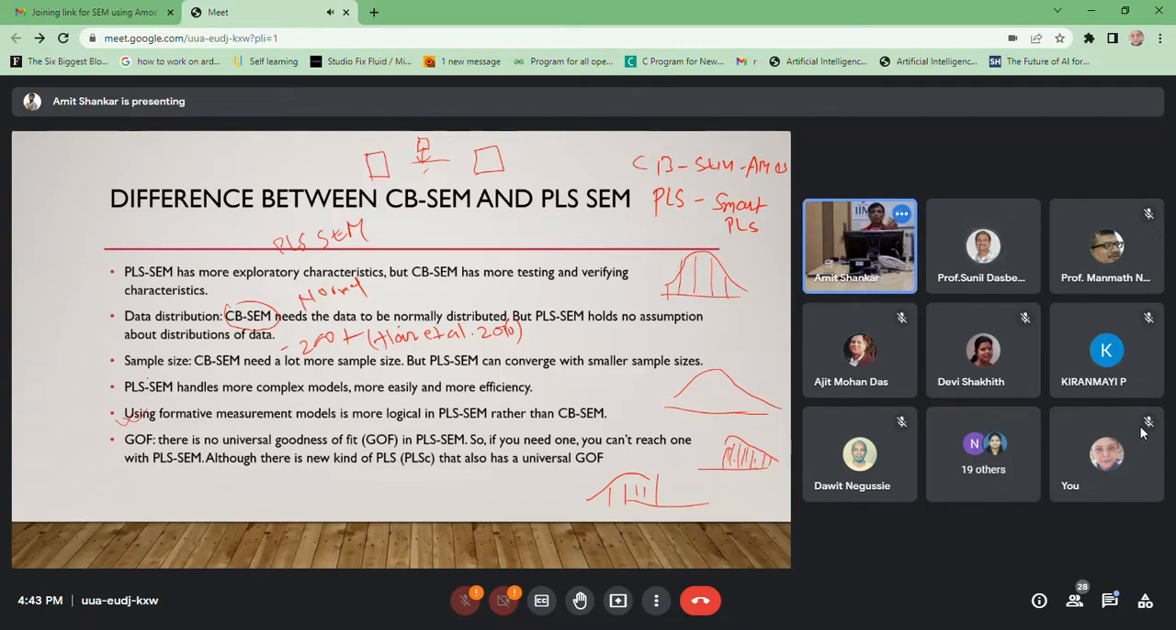There are two types of variable, right? One is called reflective variable and the second is called formative variable. How many people are aware of this term, reflective variable and formative variable? Anyone aware of this term called reflective or formative variable or construct? Anyone? Reflective or formative construct, or no idea? Anyone have any idea about reflective and formative construct? No idea. Kiran may be saying no idea.